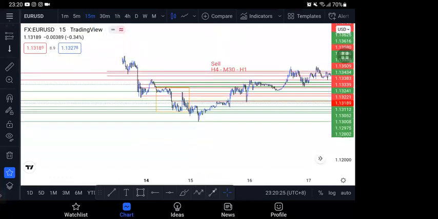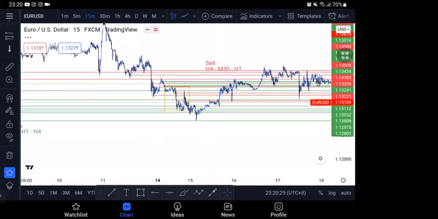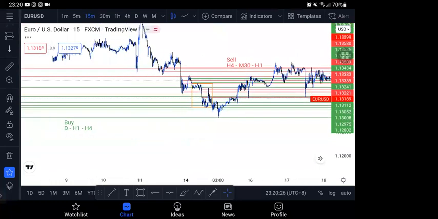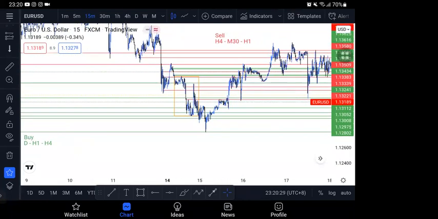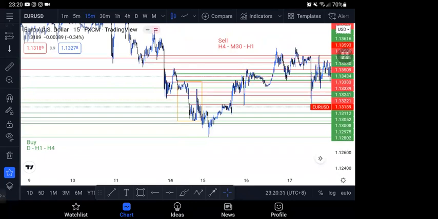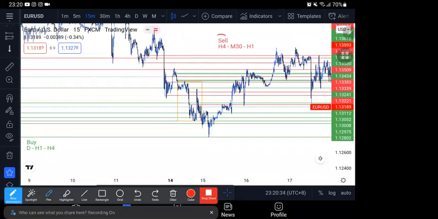Okay. The reason why we are not taking the buy yet is because you see, we have the sell direction at H4, and the setup keeps breaking the H1. So the sell is showing momentum a lot of the time. So that's why we don't enter buy yet.